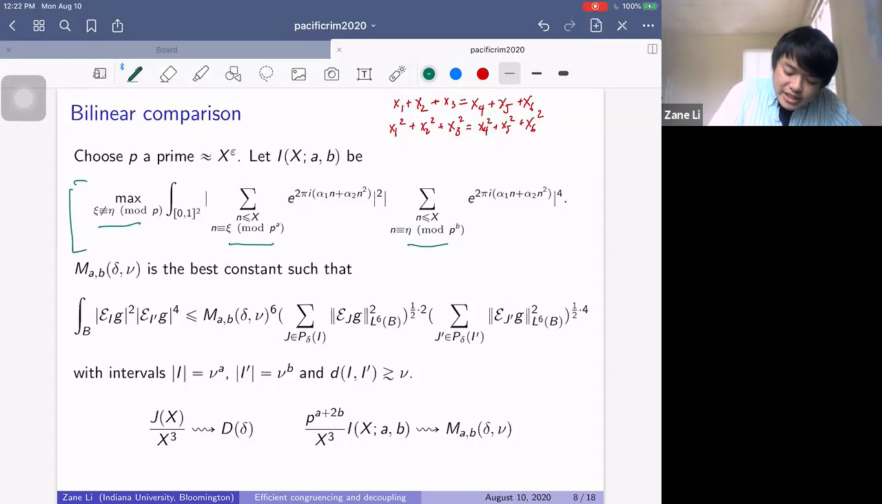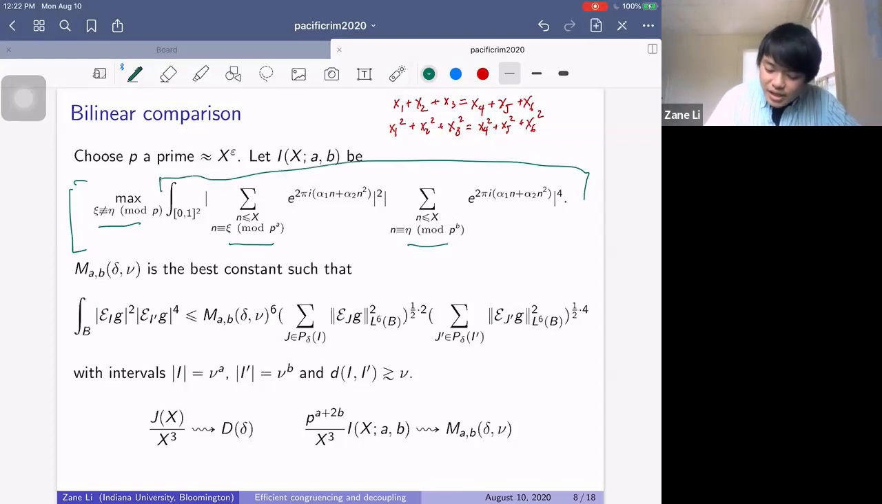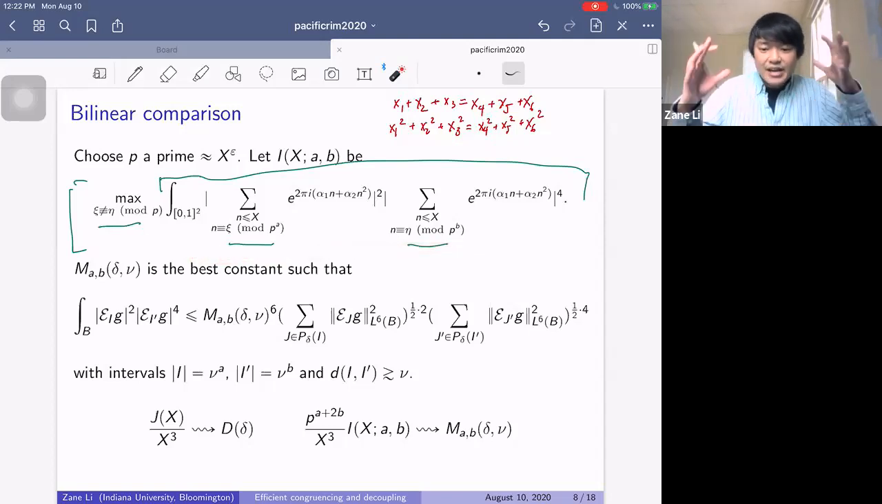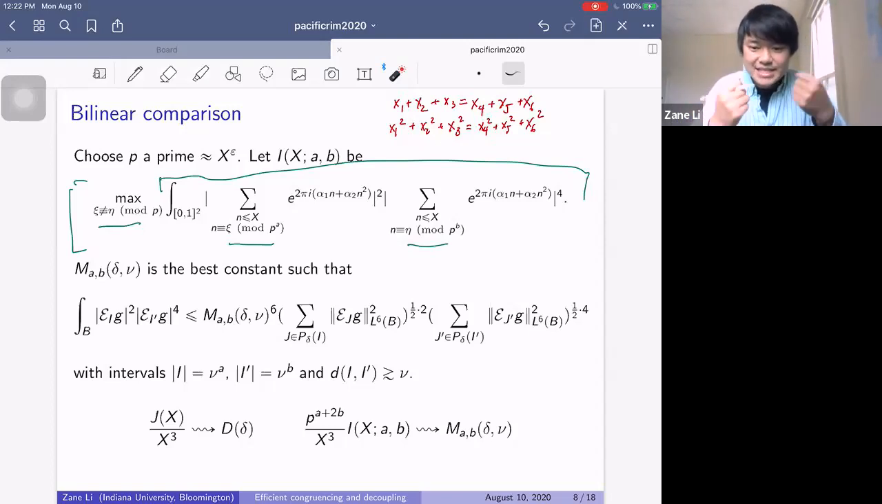Okay, and then this integral counts the number of solutions to this system over here, where X1 and X4 are congruent to C mod P to the A, and X2, 3, 5, and 6 are congruent to eta mod P to the B. So that's what this integral counts, and then I aggregate all these counts over all the choices of residue classes C mod P to the A and eta mod P to the B, and I take the worst count. Okay, so that's what I of XAB measures.